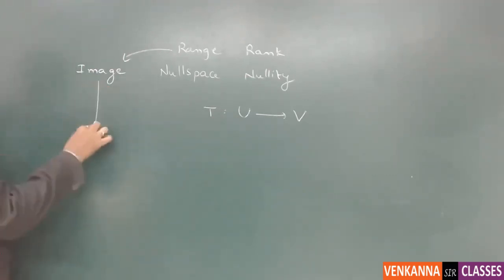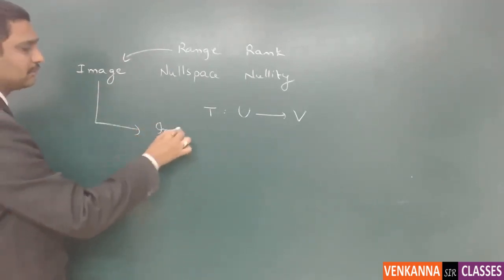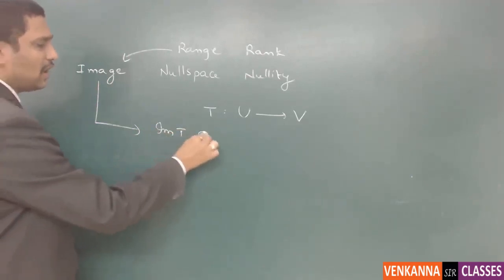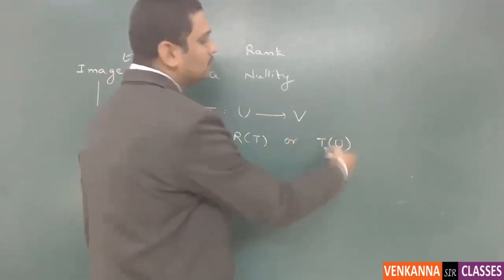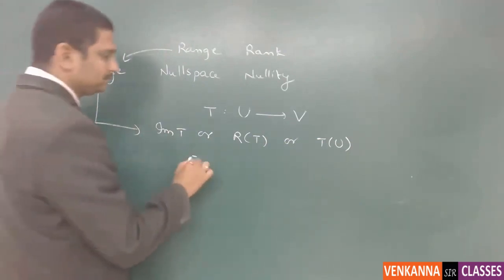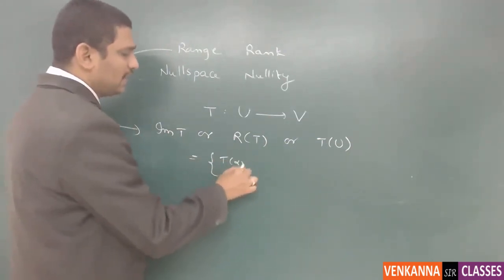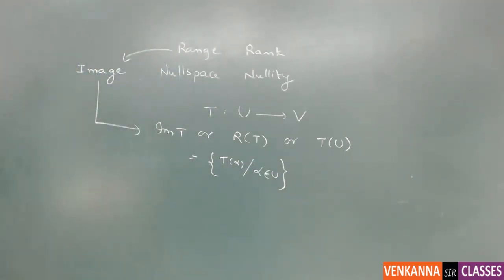So the range or image of the function is defined by image of T, or R of T, or T of U. Whatever name you use, it is defined by the set of all T of alpha such that alpha belongs to U. It is nothing but the set of all T images in the domain U. So whatever element you take in the domain, the corresponding T image will be taken in the image set or range set.